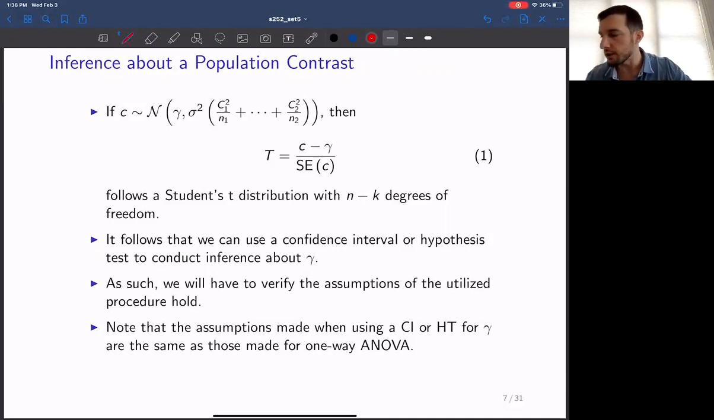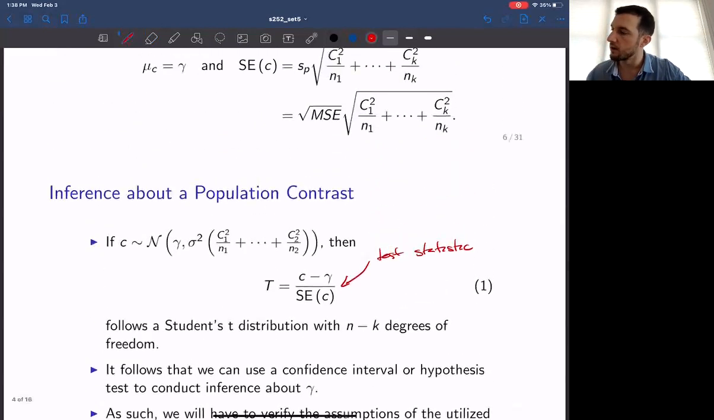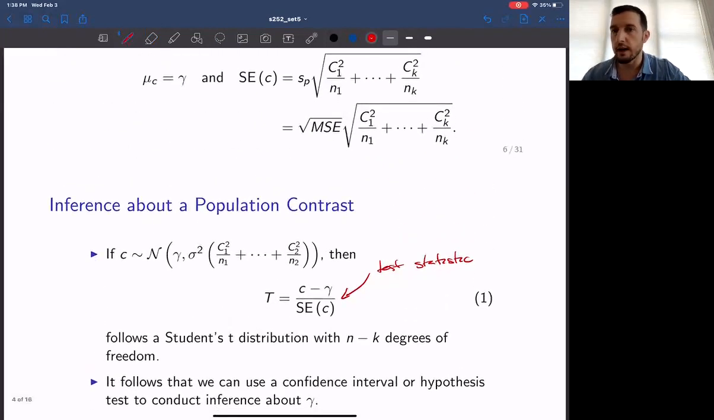Here, for the contrast, you can see that our test statistic is basically the same thing, except you have little c, which is the estimated value of the contrast, minus gamma, which is going to be 0 in most practical problems, divided by the standard error of c, which is the quantity shown at the end of slide 6.